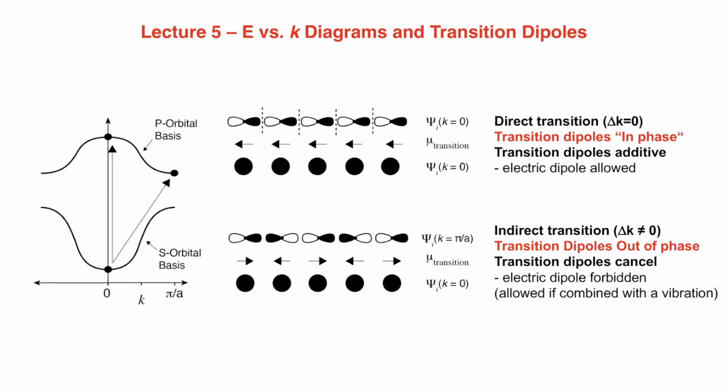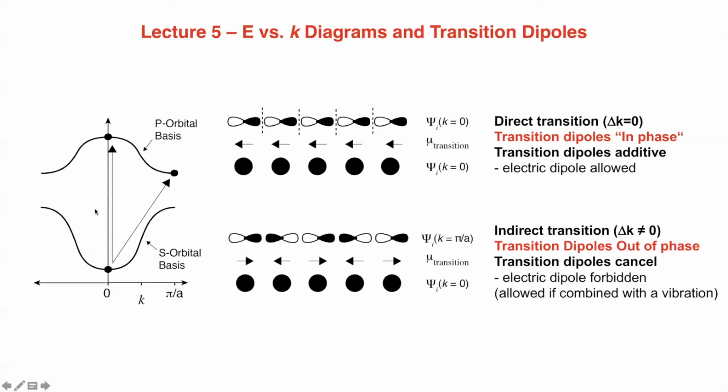Okay, and so I've diagrammed here two transitions, a direct transition and an indirect transition, for an energy versus k situation where you're going from an s orbital basis function at k equals 0 to a p orbital wave function at k equals 0 in the top case. So the k equals 0 to k equals 0 transition is a direct transition. And I've compared it to the k equals 0 to k equals pi over a transition in a band of s orbitals and a band of p orbitals. That's the indirect transition. Let's go find these over here on this diagram.